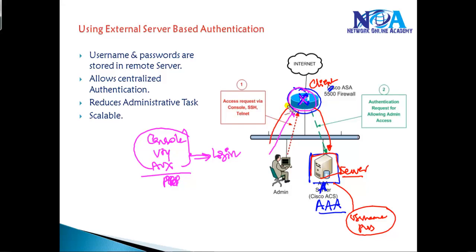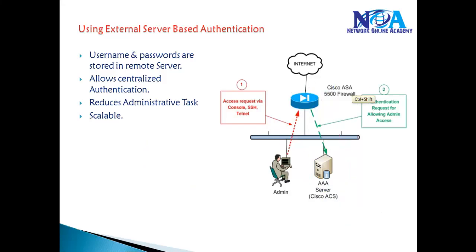Now if any user tries to log into this device, it's going to send the authentication request to the server, and the server is going to validate your authentication. If it is correct, it's going to tell the device to accept the connection. If it is not correct, in that case it's going to tell it not to accept the connection. Now here we are not going to store the usernames and the passwords on each and every device. Instead it is stored in the external based server. Now this can be done by using some AAA kind of implementations. We'll talk about that more in detail.